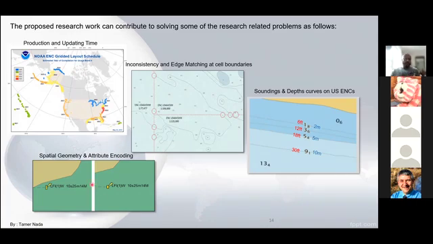And the inconsistency in spatial geometry and attribute encoding can be eliminated, since each scale-independent feature, like a beacon over here, will have only one position and one attribute encoded in a single database, and then after that, all the products will be made according to the database.